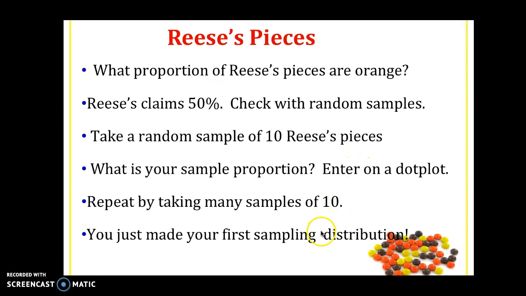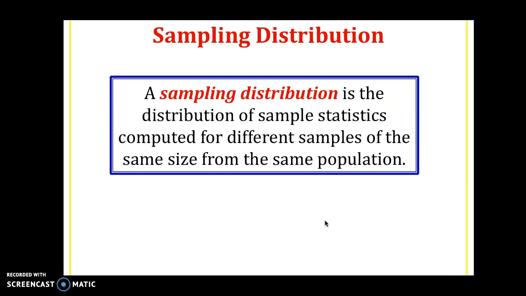Okay, so that was what a sampling distribution looks like, doing all those dot plots. A sampling distribution is the distribution of sample statistics. What we just did on StatKey was a distribution of sample proportions, or p-hats, but we could do this for means also. And it's computed for different samples of the same size. So that's another key: we need to make sure we take the same size sample.